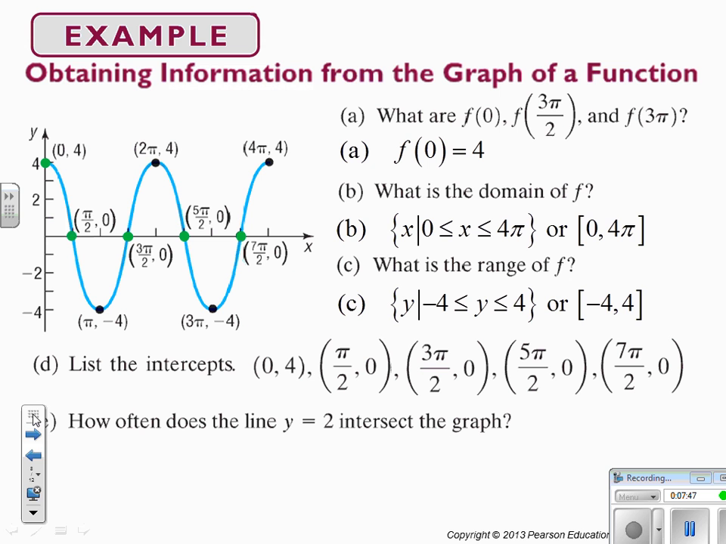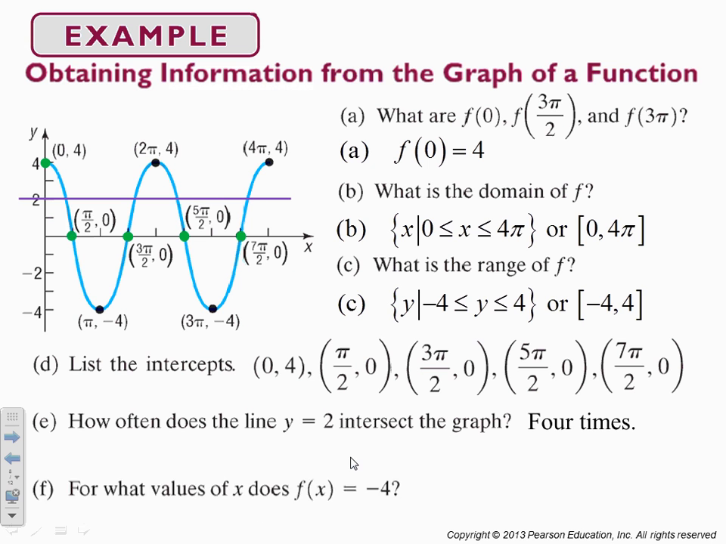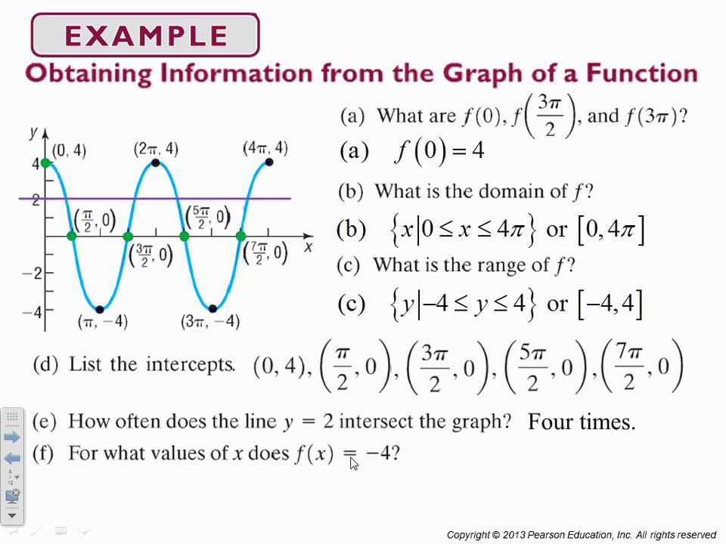Okay, so if we look at the question, how often does the line y equals 2 intersect the graph? Let's go ahead and throw that line down, and we can see that it intersects 4 times. 1, 2, 3, 4. And then for what values of x does our function f of x equal -4? At pi and 3 pi.